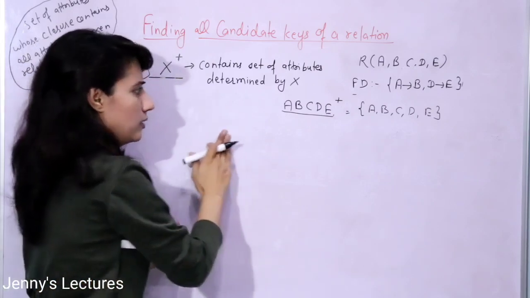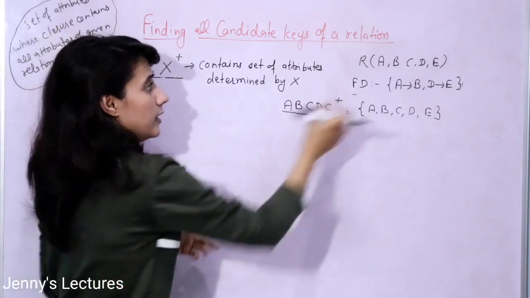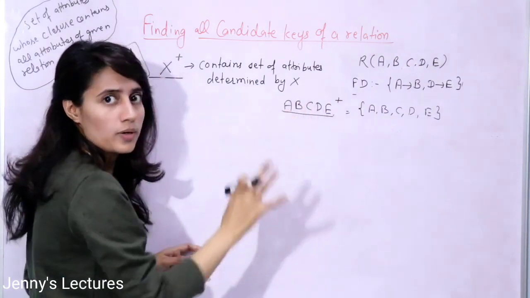Now the simple trick is what? It contains 2 steps. First step is this. First of all, take all the attributes. Definitely that would be a super key, right?